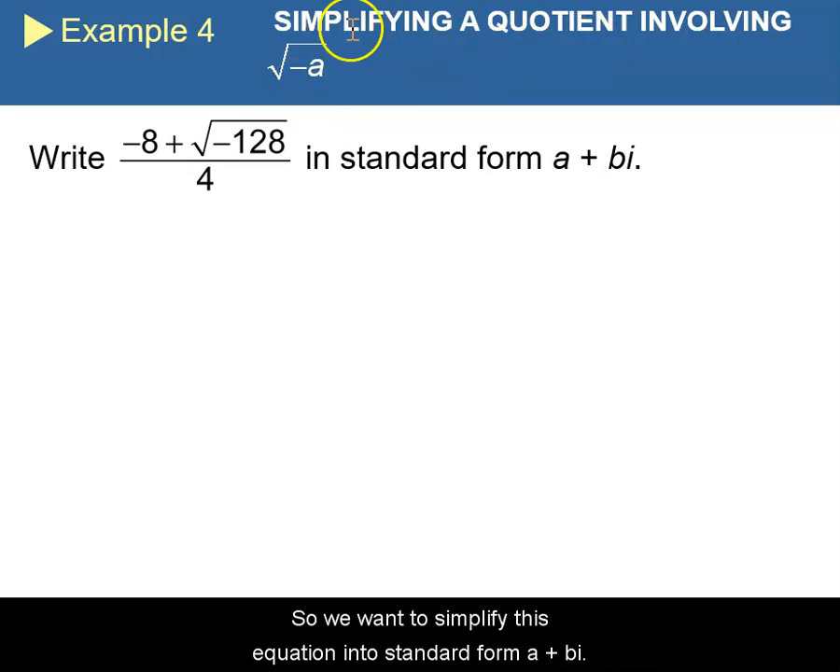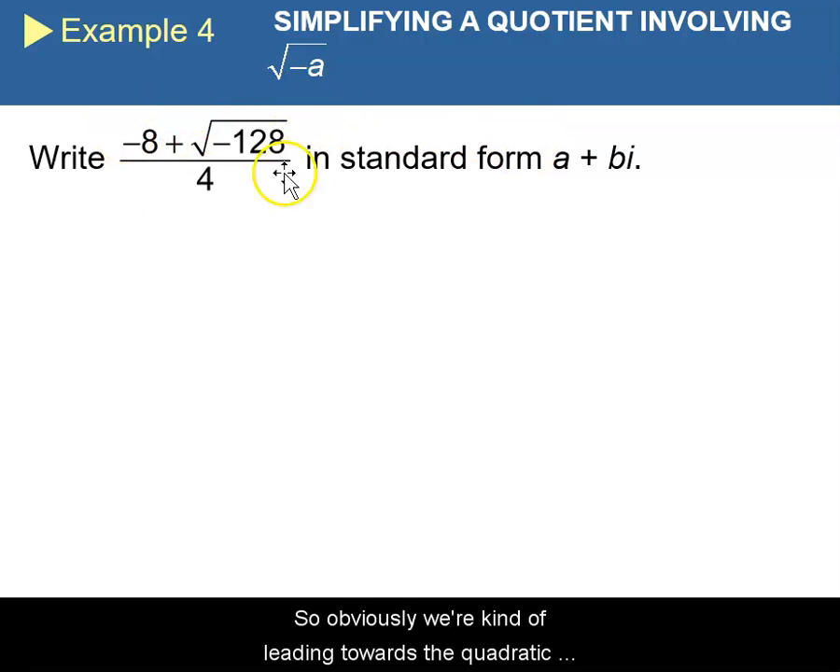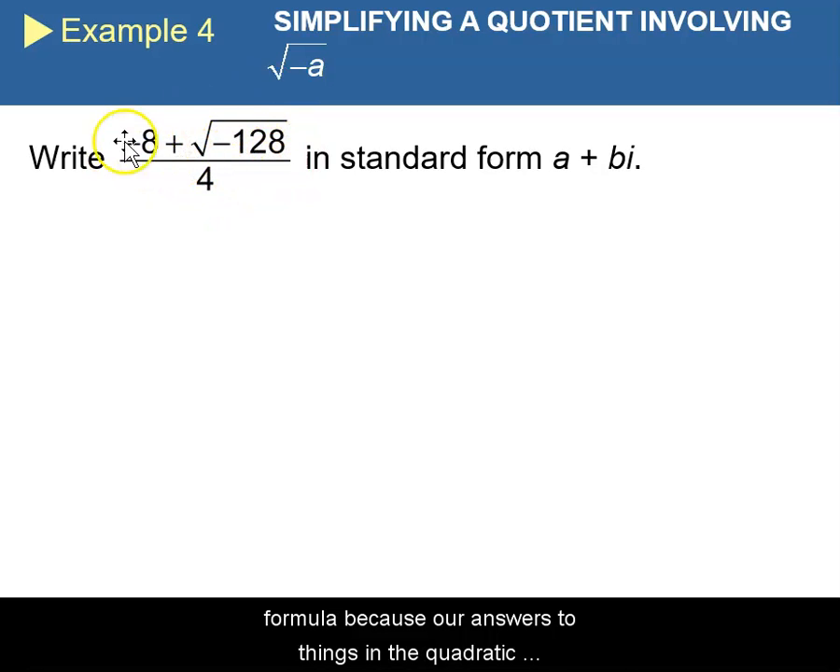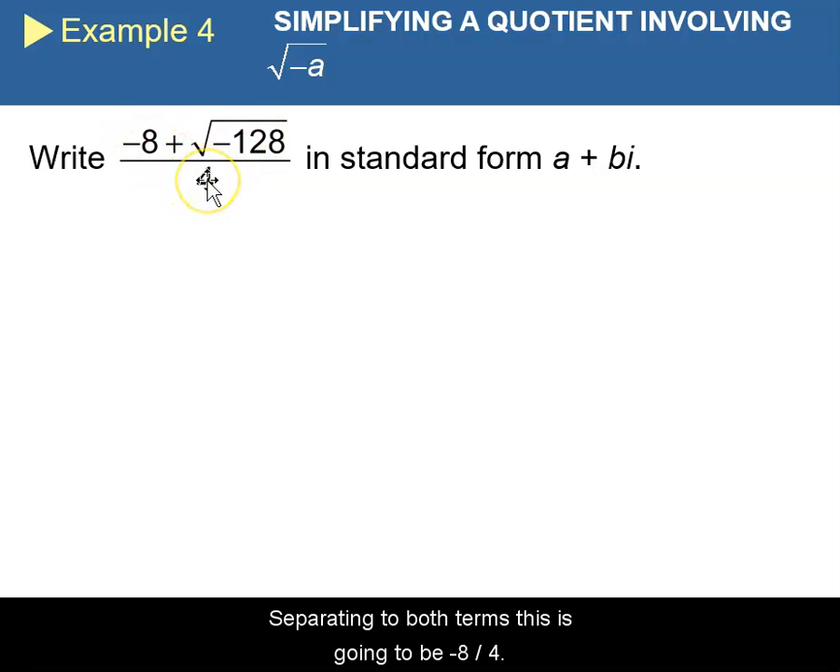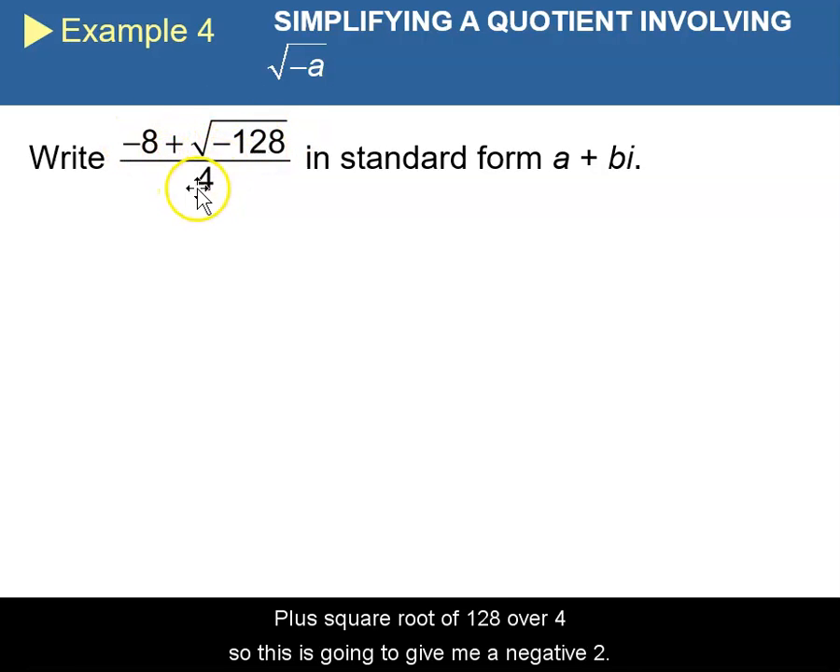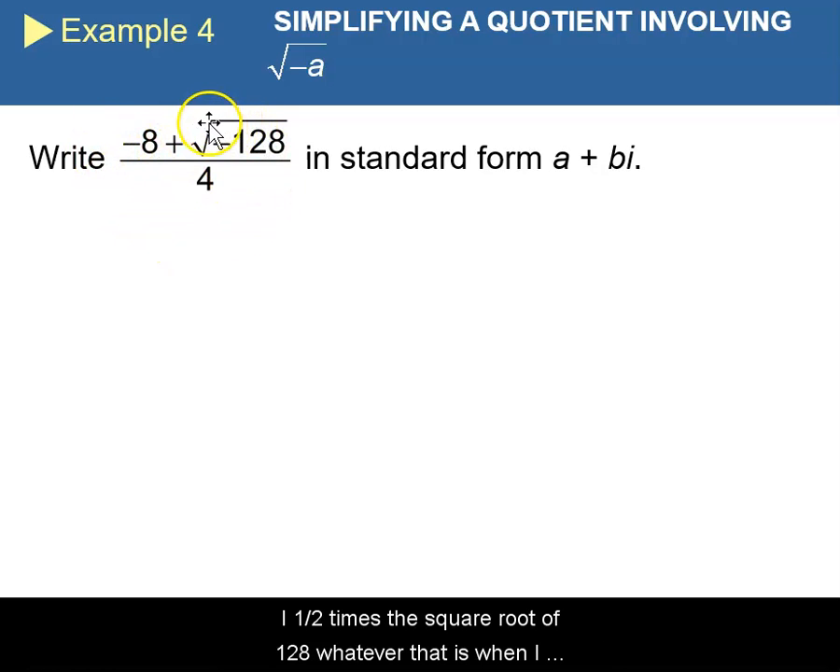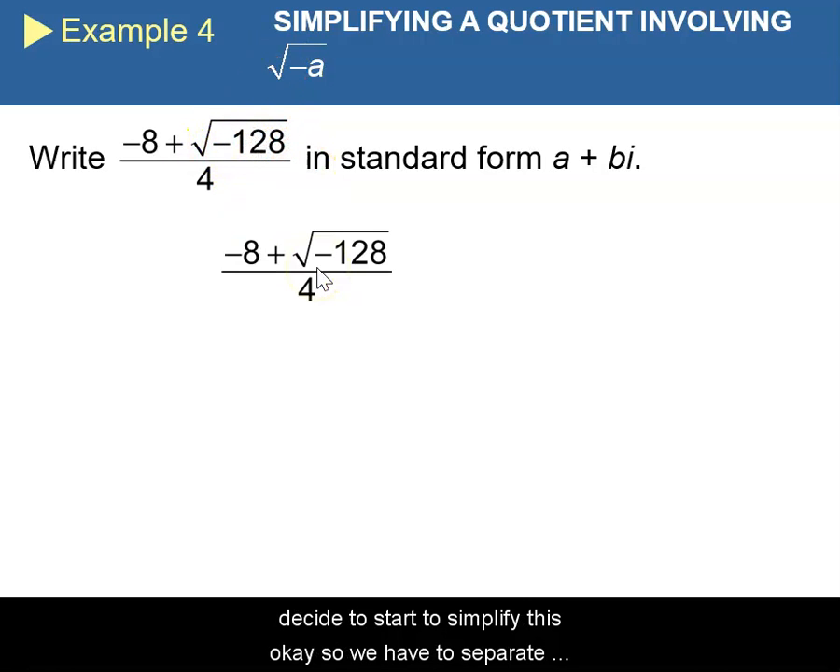So we want to simplify this quotient into standard form a plus bi. So obviously we're leaning towards the quadratic formula, because our answers in the quadratic formula will take this form when we have complex answers, right? So remember that this 4 can be separated to both terms. This is going to be negative 8 over 4 plus square root of 128 over 4. So this is going to give me a negative 2, and then I 1/2 times this square root of 128, whatever that is when I decide to start to simplify this.